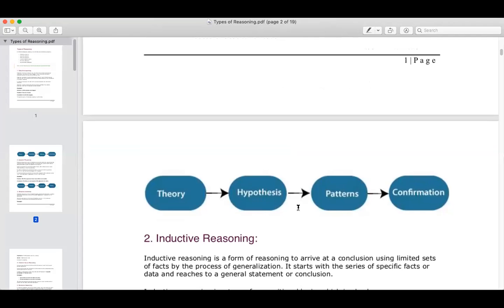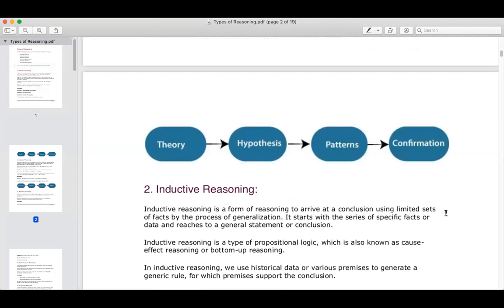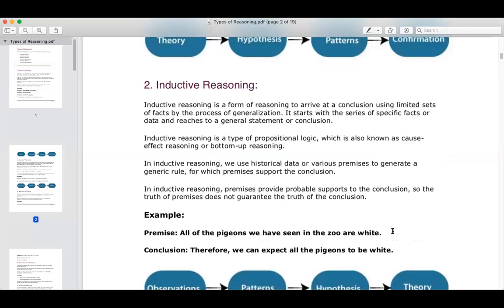Now again, it is a form of reasoning to arrive at a conclusion using limited sets of facts. Inductive. It starts with a series of specific facts or data and then reaches a general statement. Now we can take an example like all of the pigeons we have seen in the zoo are white. अभी हमारे knowledge में क्या है कि all pigeons are white. Now, if you see any white bird, you can immediately link it that this is a pigeon. So therefore now we expect all pigeons to be white.